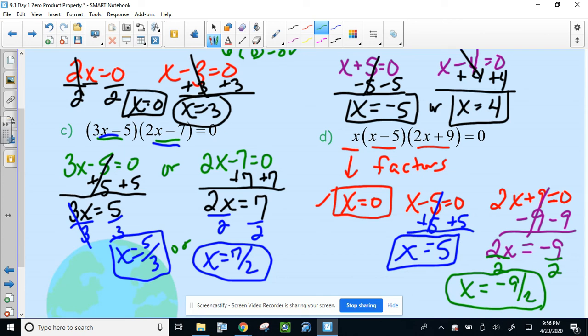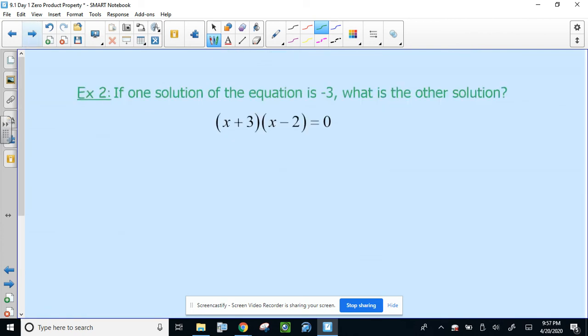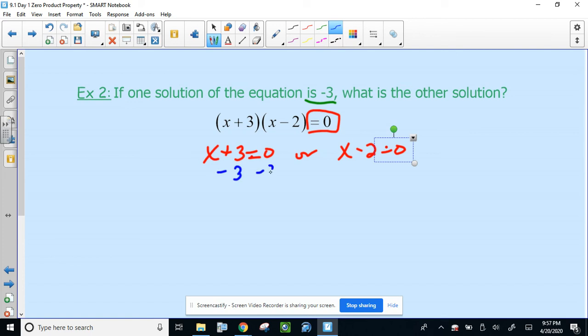I have one more just because there's one more problem type that you're going to see where it says if one solution of the equation is negative 3, what is the other solution? So this is really the same thing. Here's my equation. I have x plus 3. I know it's already equal to 0, so x plus 3 equals 0, or x minus 2 equals 0. Now some of you could probably figure this out without having to do all of the work, but just in case, here I would subtract my 3, so I would have x equals 0 minus 3, or just negative 3.